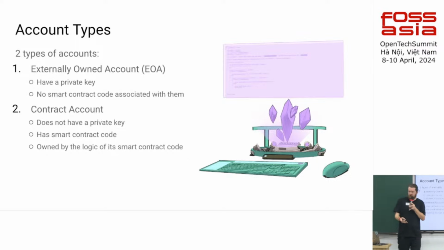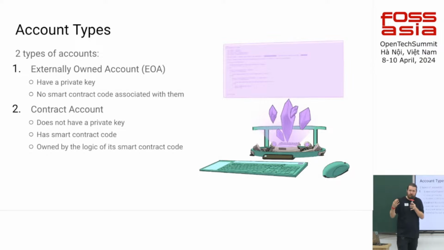With an externally owned account, there is no smart contract code associated with it. The address that you see, the 0x and so on, is derived from the public and the private key. Everything on Ethereum uses public key cryptography. So you have a public and a private key, and EOAs are generally just generated that way.